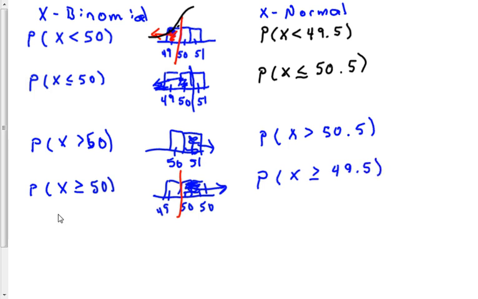And then the fifth type, the binomial does have a probability that x equals 50. In the normal approximation to that, that's between 49.5 and 50.5.